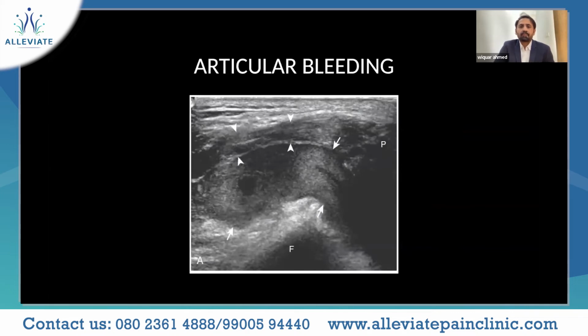And in cases of hemorrhage, again, this is the lateral recess. You can see that there is distension of this area, and mixed echogenicity again is present here with your lateral patellar retinaculum, which is thickened.